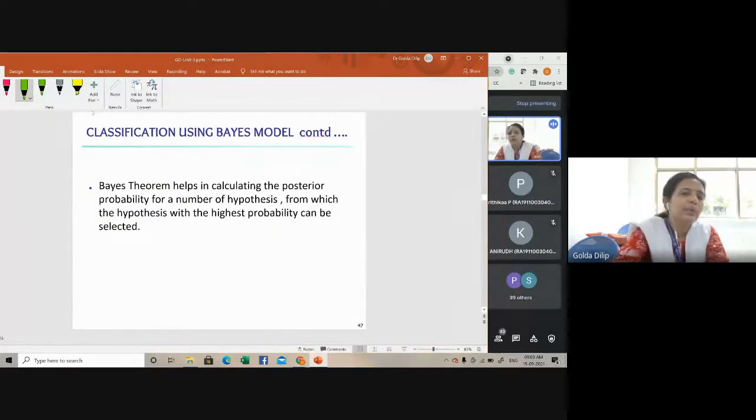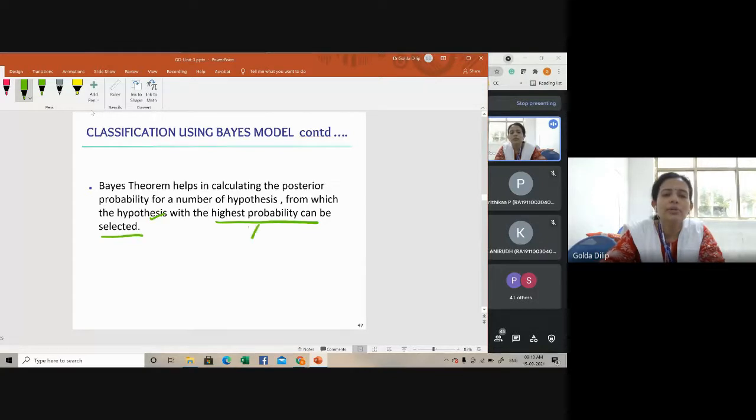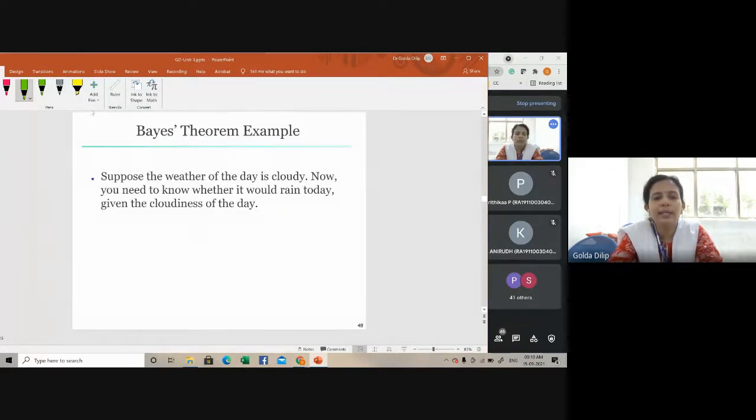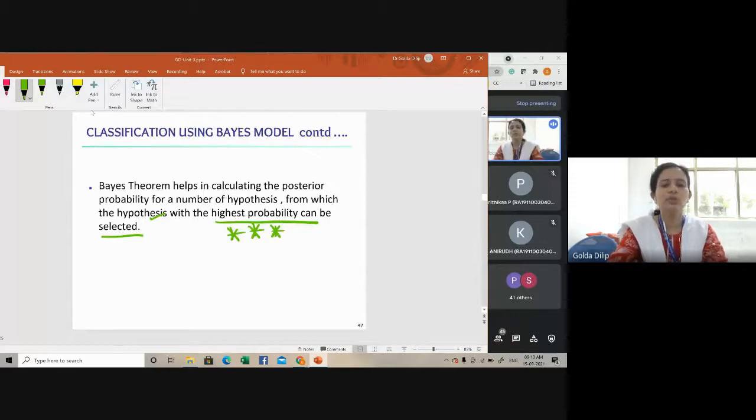How to go ahead with the classification using the Bayes model. Bayes theorem helps in calculating the posterior probability or conditional probability for a number of hypotheses, from which the hypothesis with the highest probability can always be selected. This is the point to be noted, a very important aspect. Hypothesis with the highest probability can always be selected. So how do we select that hypothesis with the highest probability?